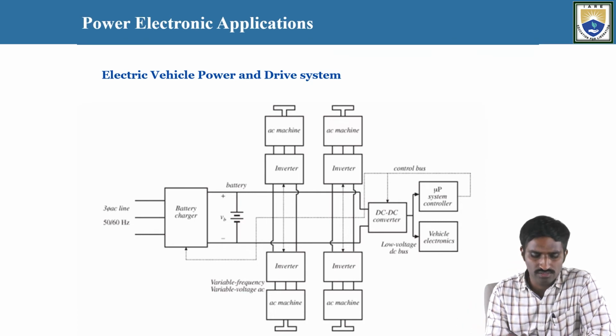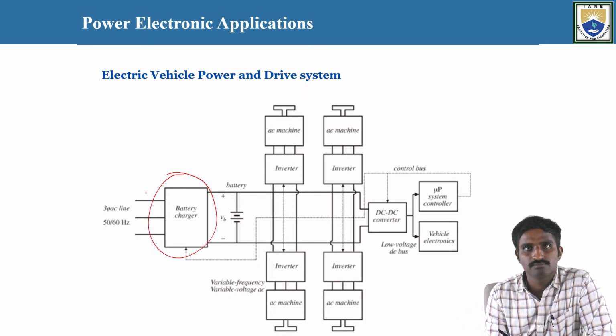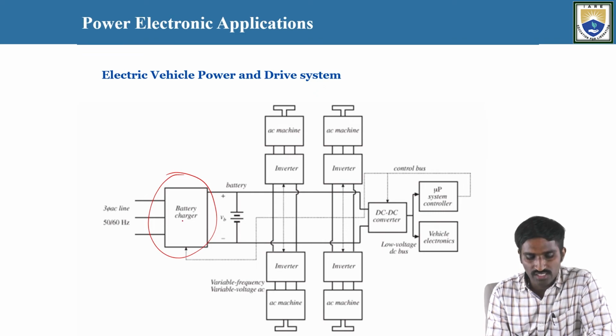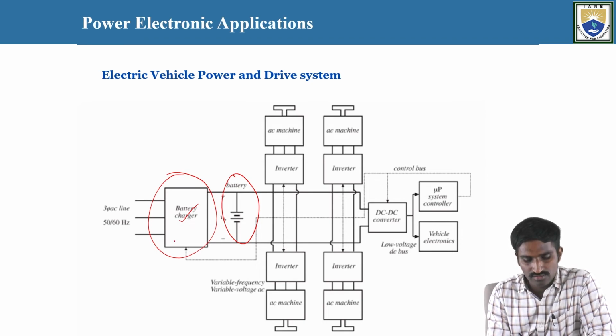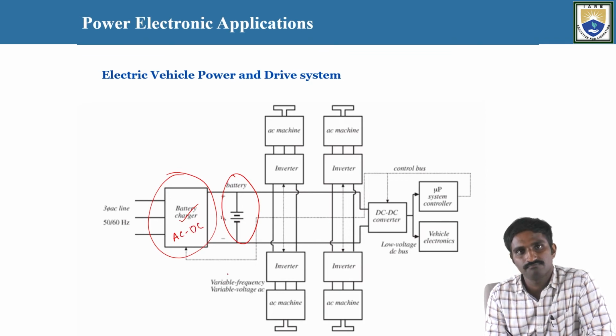Then next example, let me consider the electric vehicle power and drive system. Again, in the electric vehicle also, there is a battery. We need to charge this battery. Here this is the battery and this is the charger. The charger is nothing but it converts AC to DC. In all the chargers, the AC to DC converter is there. This is called the rectifier. Then the battery will charge.